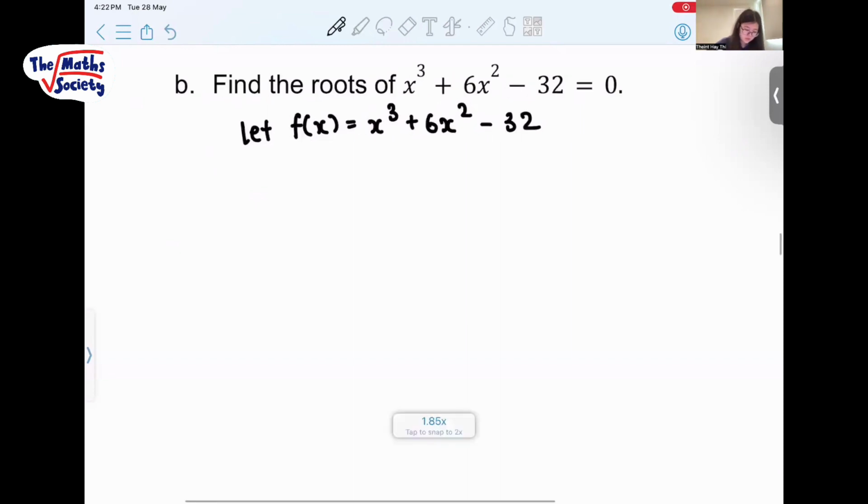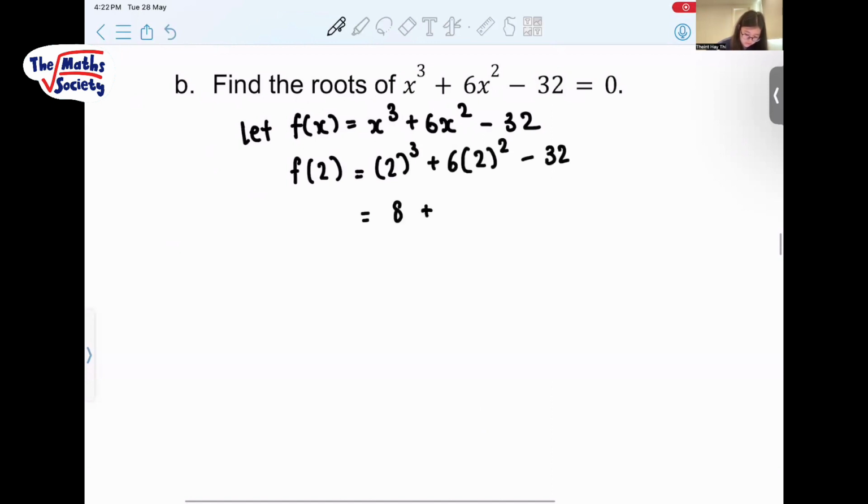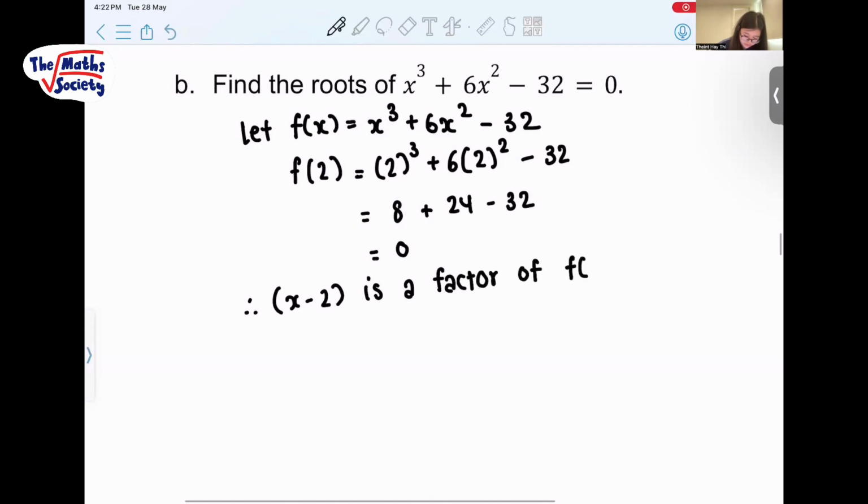2 can be a factor. So you have f(2), which is 2 cubed plus 6 times 2 squared minus 32. So you have 8 plus 24 minus 32, which is 0. So we know that therefore x minus 2 is a factor of f(x).